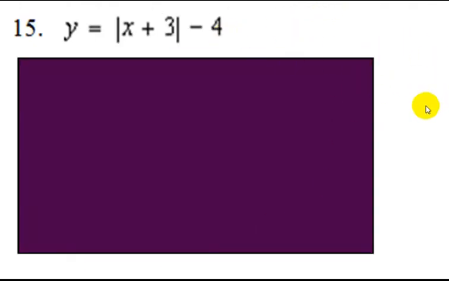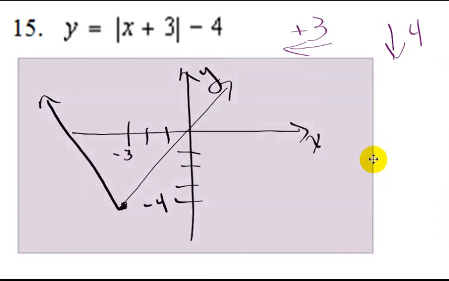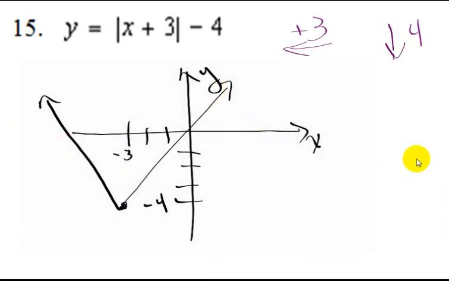Number 15, now we have y equals absolute value of x plus 3 minus 4. So we know our horizontal value is negative 3, so we're shifting back 3, and we're going down 4. That'd be back 3 and down 4. So there's our new location. So you take your v, and we're going back 3, 1, 2, 3, and down 4, 1, 2, 3, 4, to our new vertex.